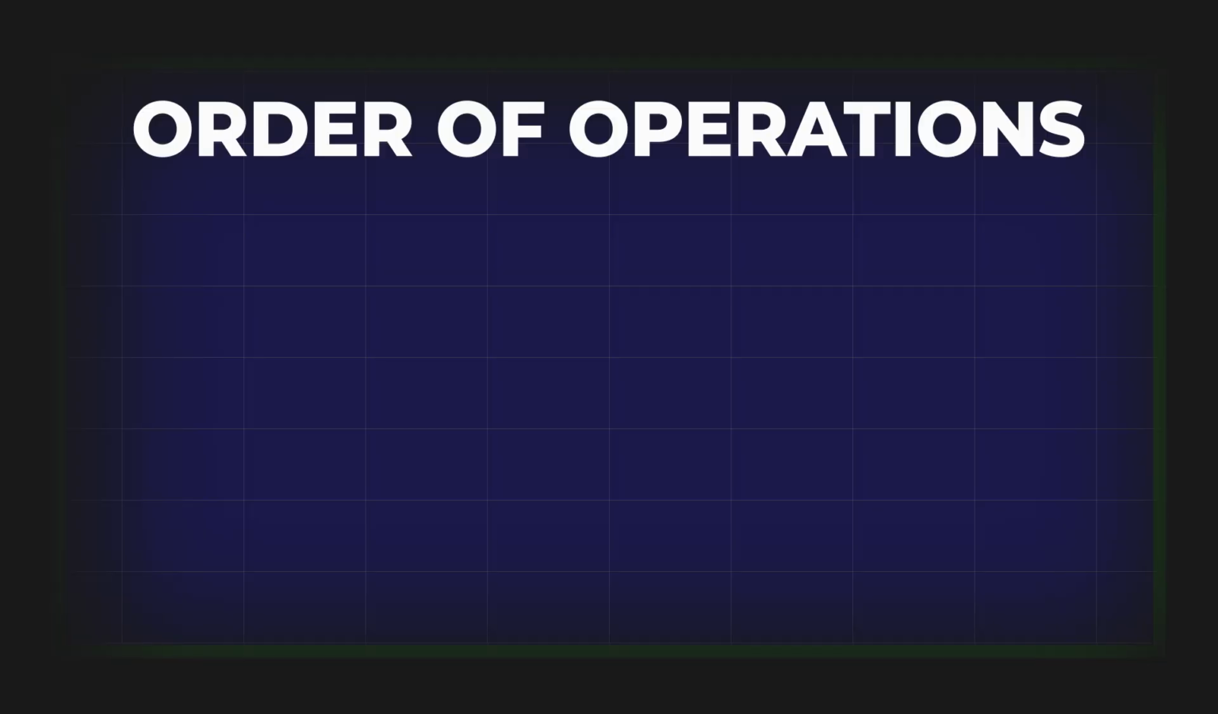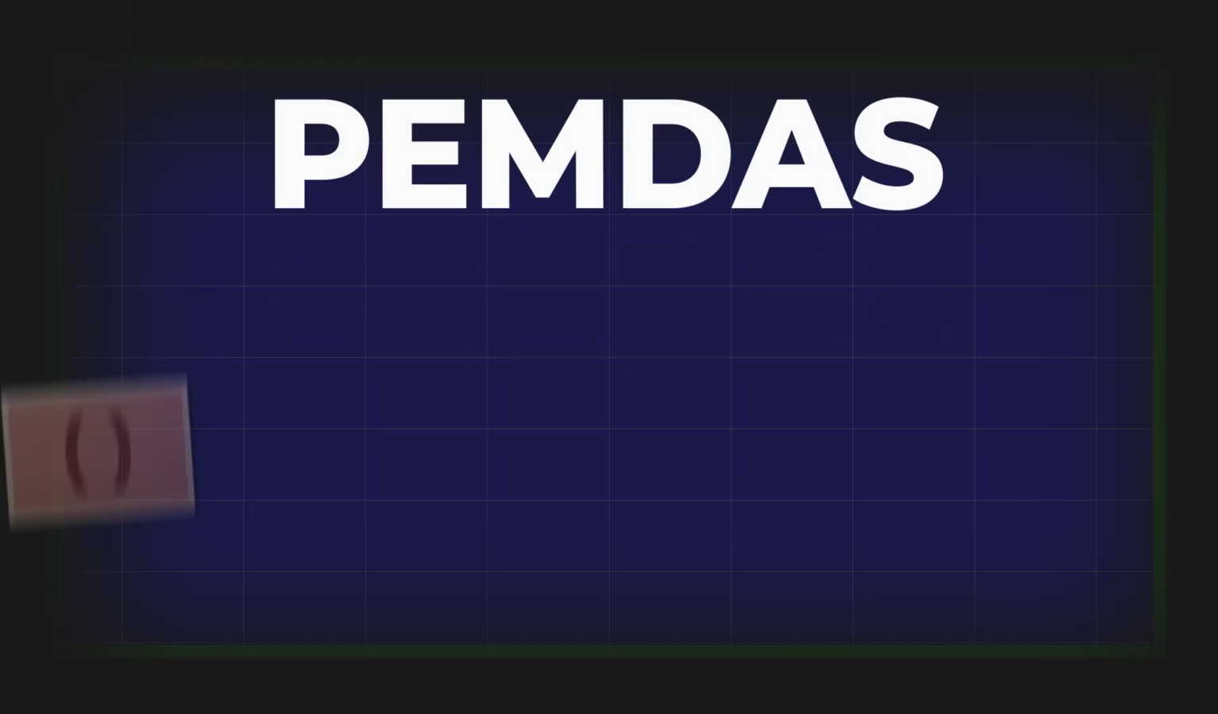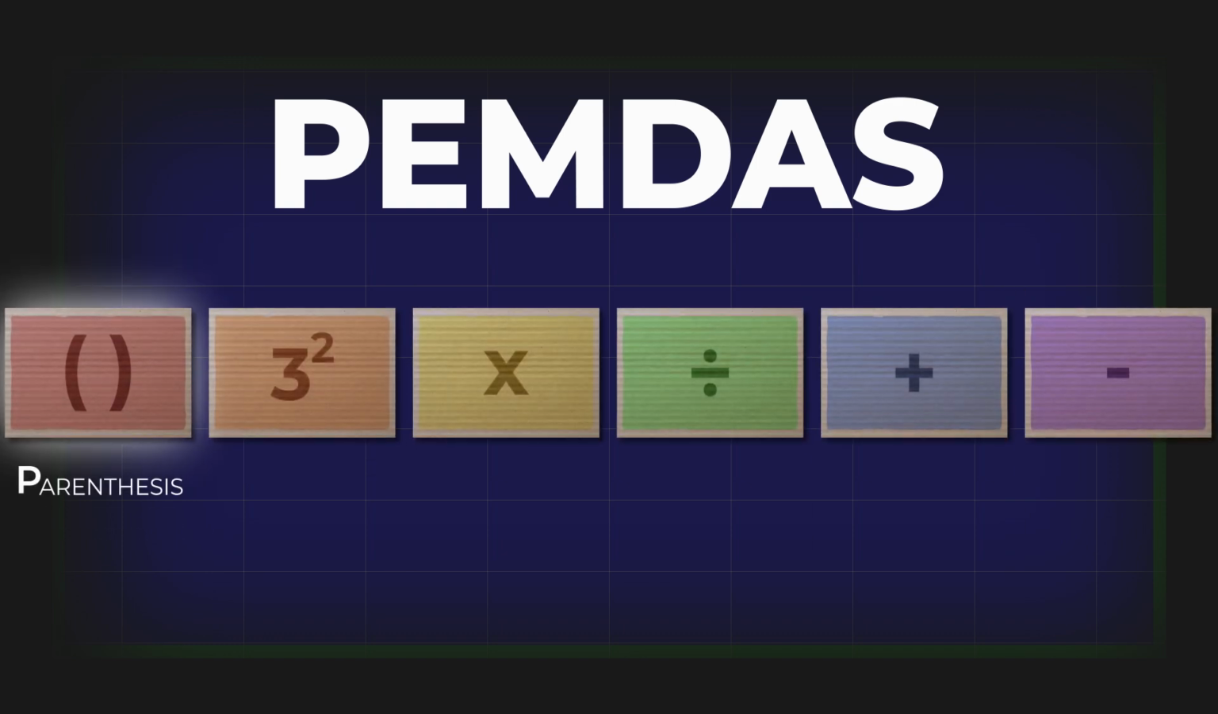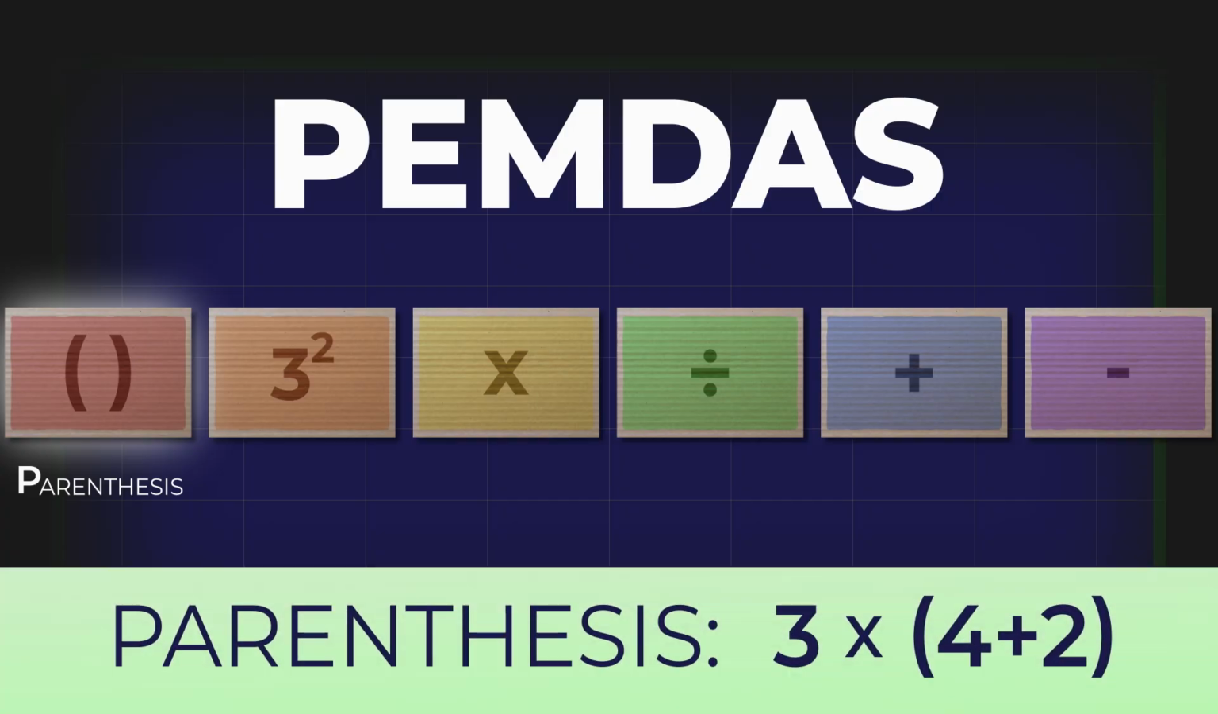So order of operations. For this, we typically use the acronym PEMDAS, and we got 6 different things that we need to keep in order. First, we have parentheses. This isn't really an operation, but more of a way to group different parts of our expression. We want to do whatever the operations that are inside the parentheses first.